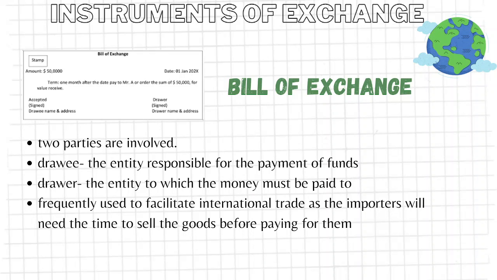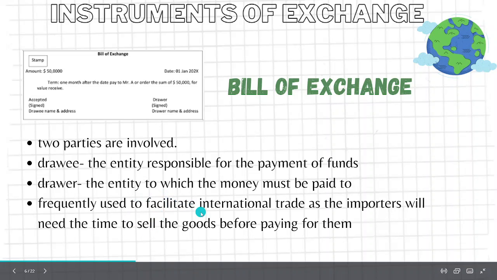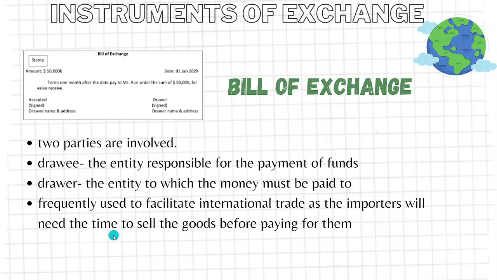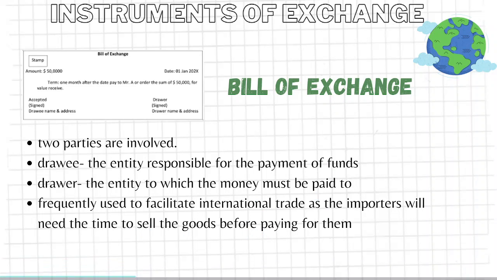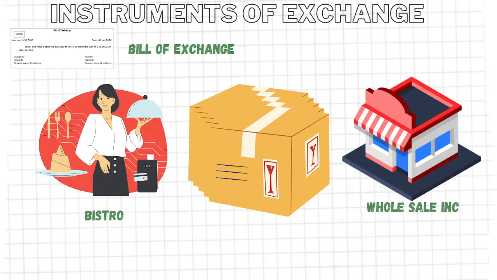So whoever is supplying the things that you want, this money must be paid to that particular entity. It is frequently used to facilitate international trade, as the importers will need the time to sell the goods before paying for them. Right? So let's look at this example here.